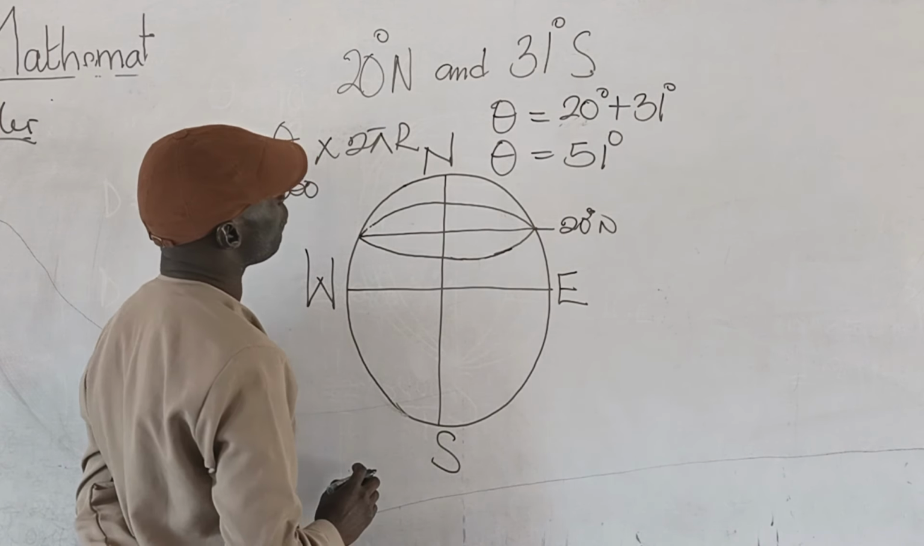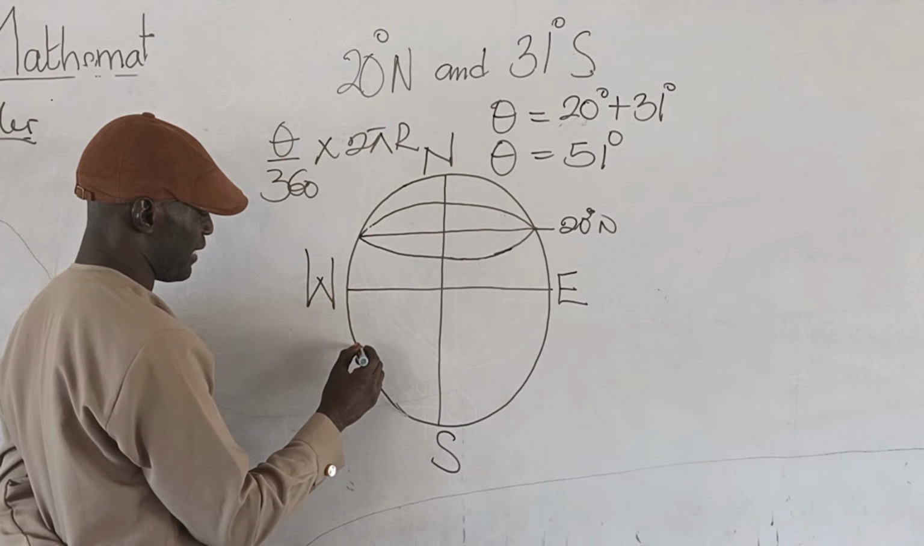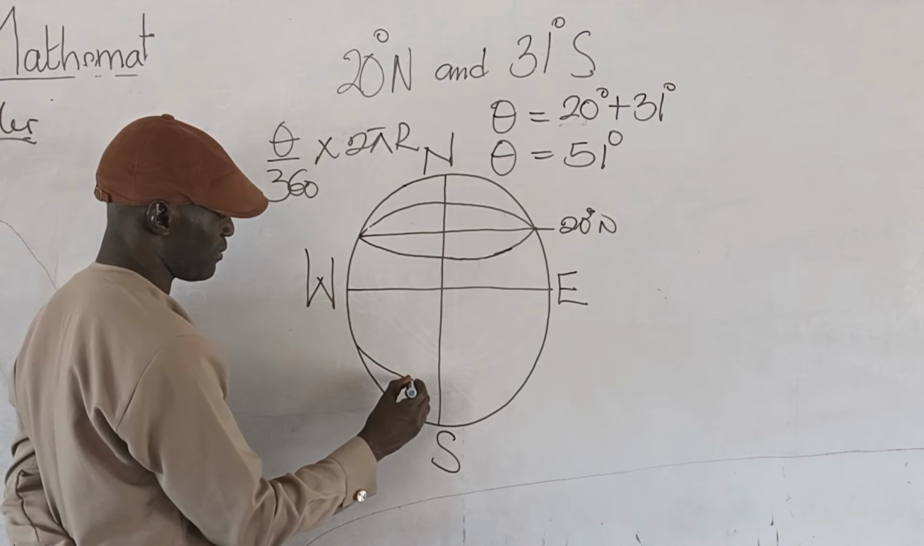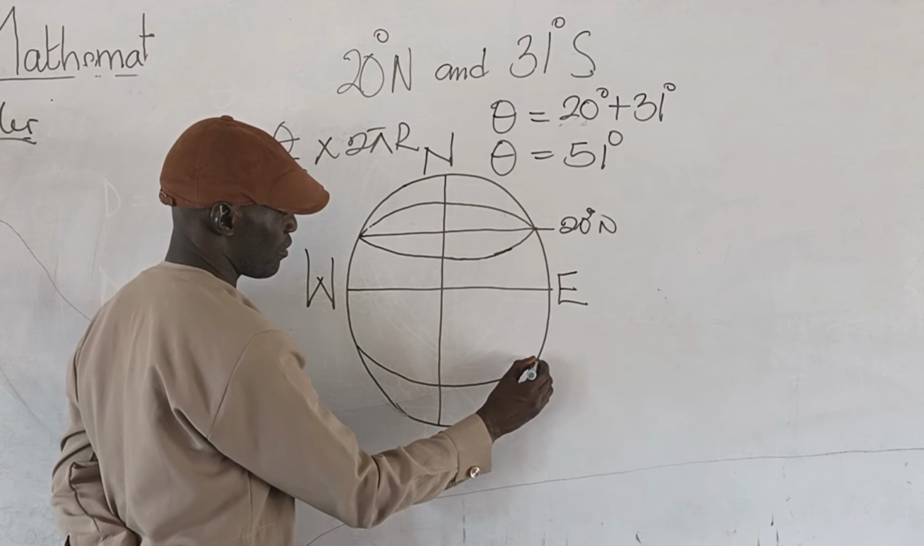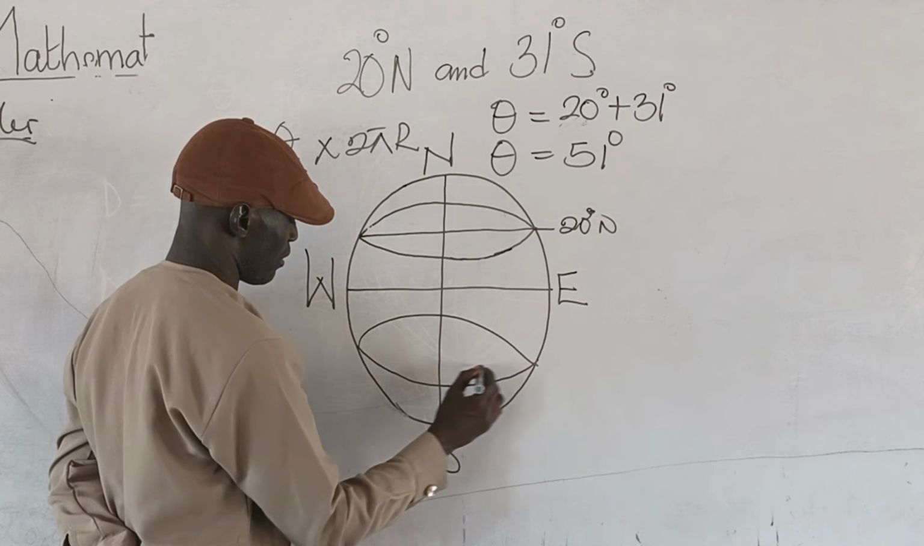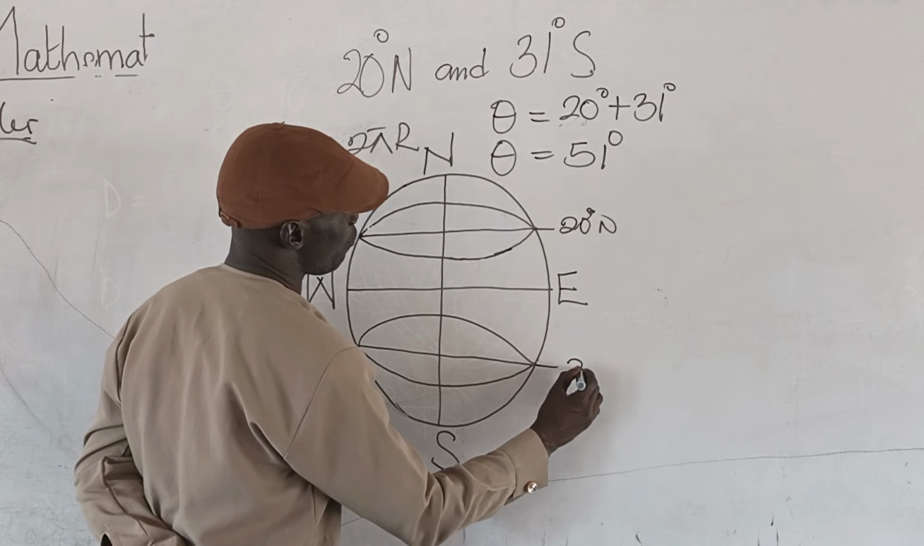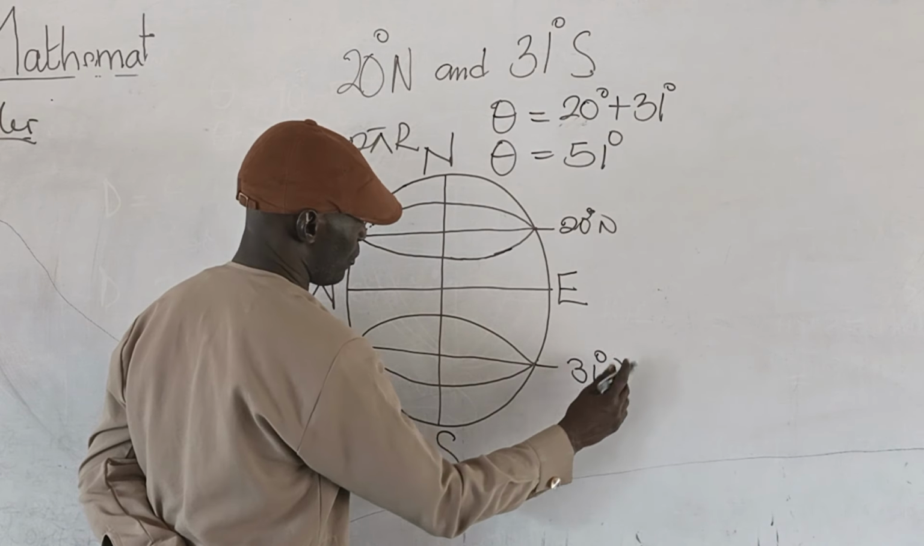The second one, we have it on the south, which is 31 degrees south. We come down, we bend it like a circle, we complete the circle, and we indicate a plus sign at the center. And we label it, which is 31 degrees south. Good.